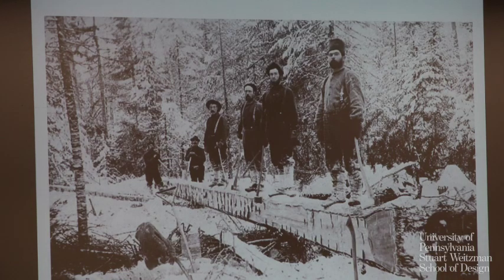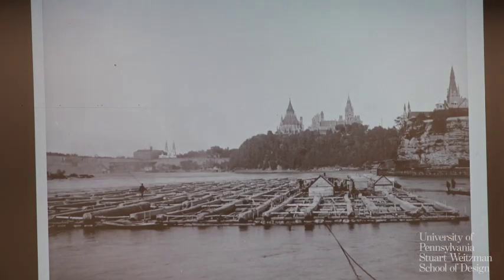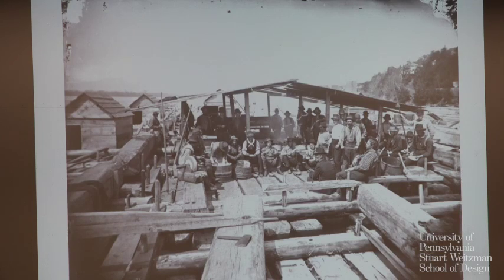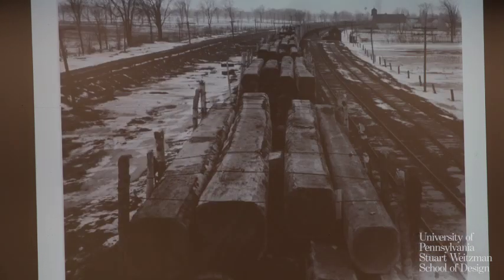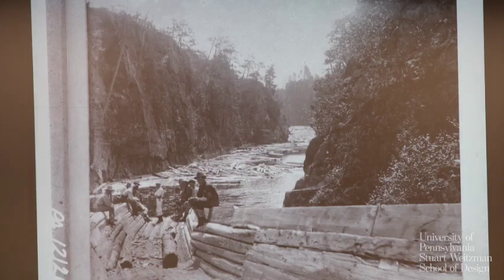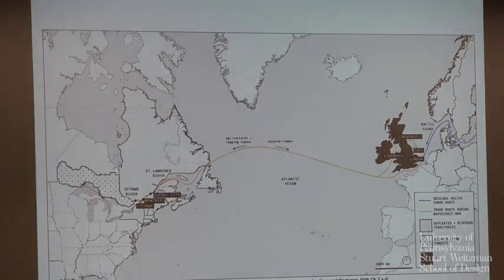So workers in timber camps hewed timber by hand, and then forests of squared timber moved as rafts and through timber slides through the Ottawa and St. Lawrence River valleys. And a duty system made it much cheaper for Britain to get wood from colonies than from Northern Europe. And when Napoleon blocked Britain's access to Baltic timber, this was another surge in North American timber demand.